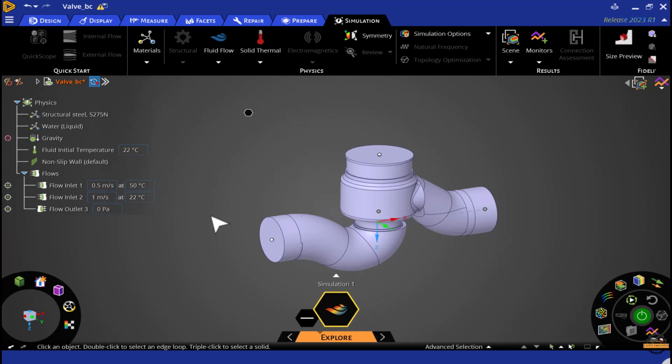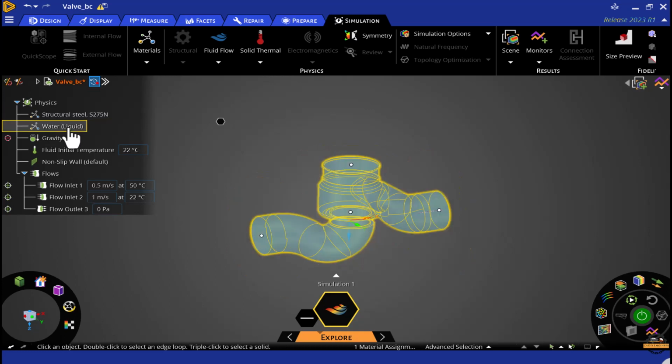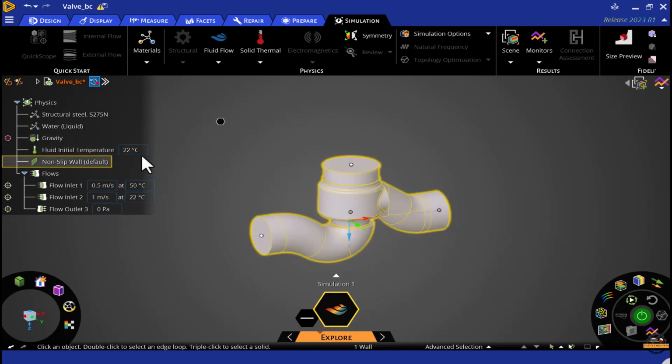So here we have this material we have taken for this wall, structural steel, and we have water. Gravity is acting on the model. Fluid temperature initial is 22 degrees Celsius. Non-slip walls we have defined.